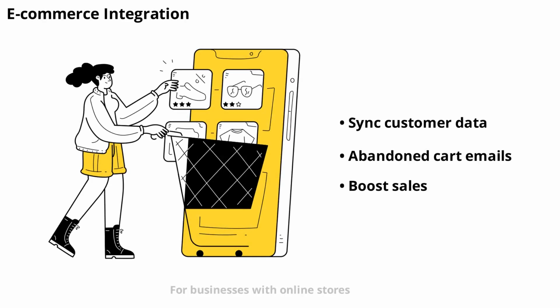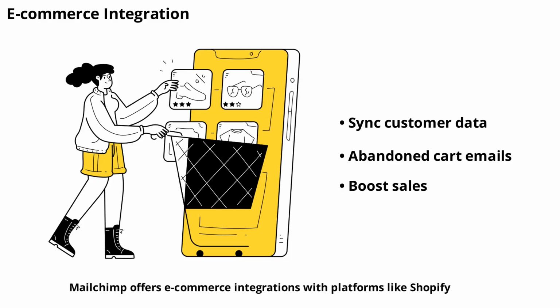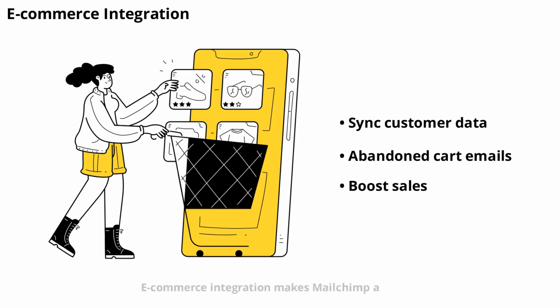For businesses with online stores, Mailchimp offers e-commerce integrations with platforms like Shopify, WooCommerce, and Magento. This allows you to sync customer data, track purchases, and send targeted campaigns based on buying behavior. Features like abandoned cart emails and product recommendations help boost sales and improve customer retention. E-commerce integration makes Mailchimp a valuable tool for online retailers.